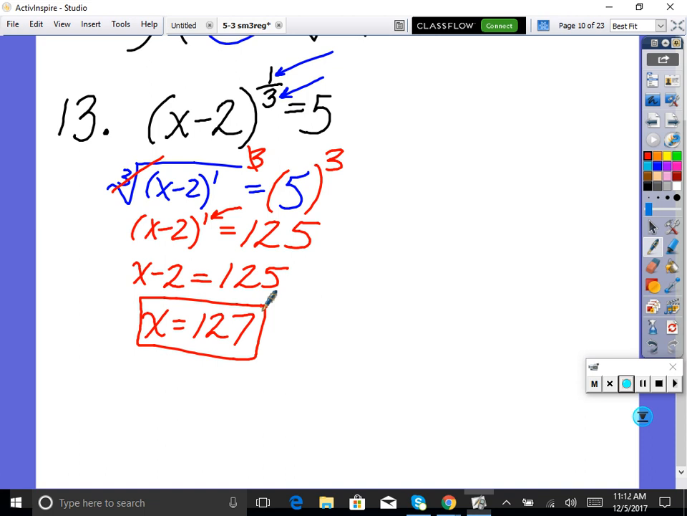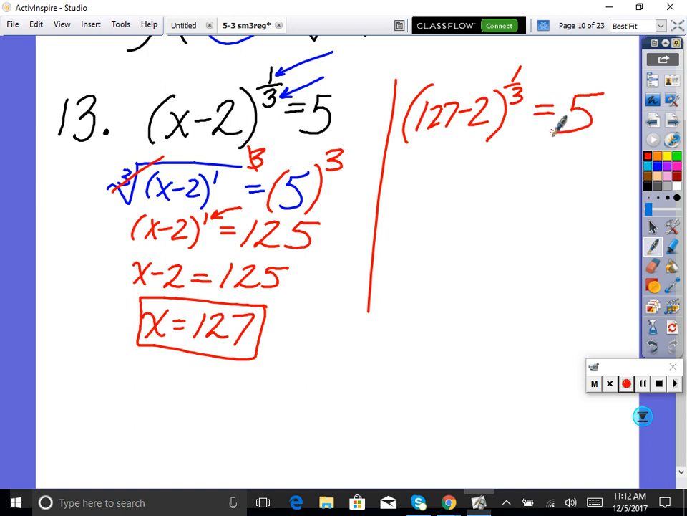Yeah, we do need to check it. So watch, the checking part will be kind of nice. You can just type in 127 minus 2 in your calculator, raised to the 1/3 power, hit enter. Does 5 equal 5? Yes. Okay, cool.